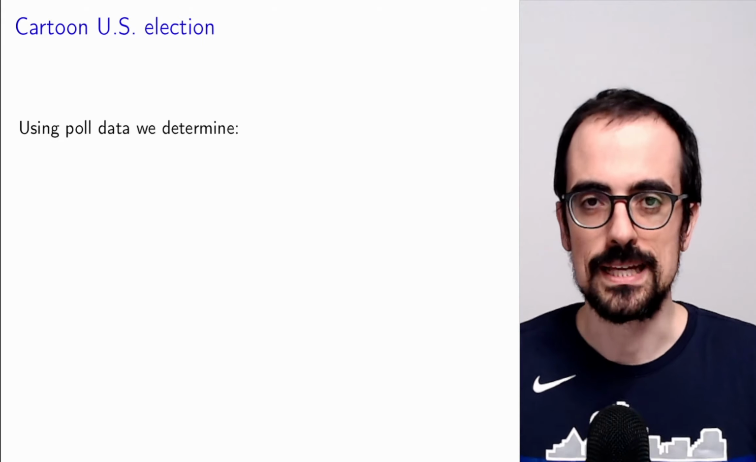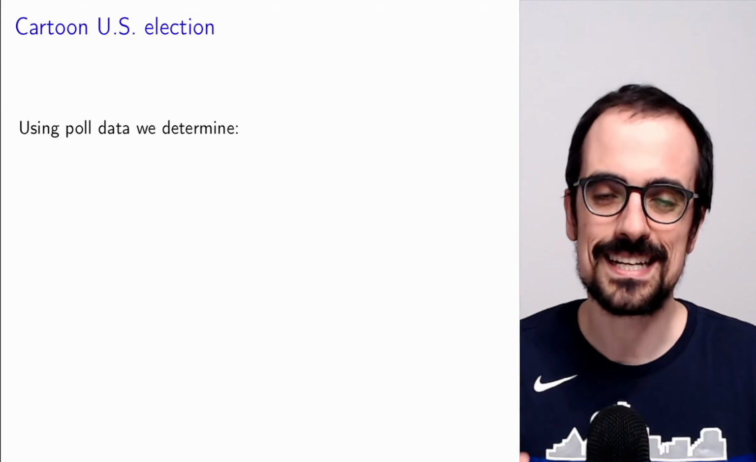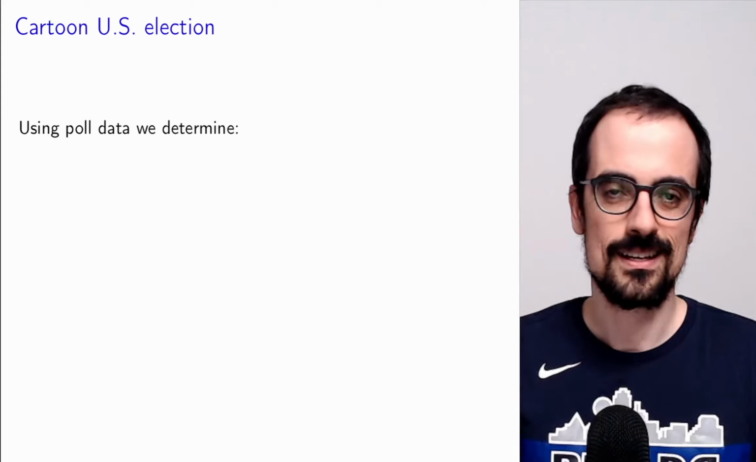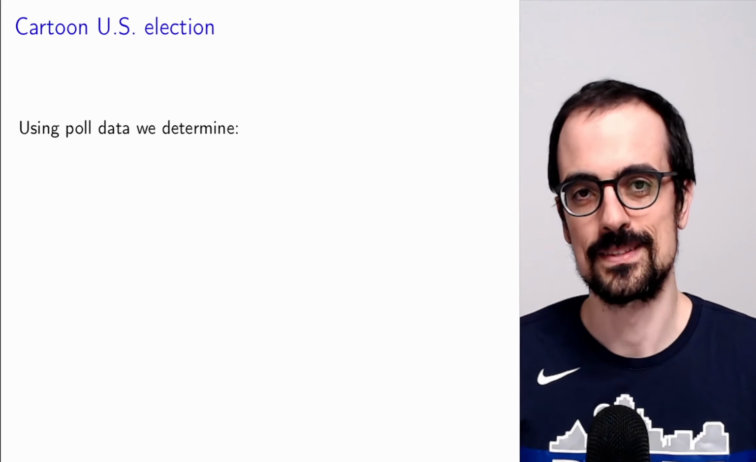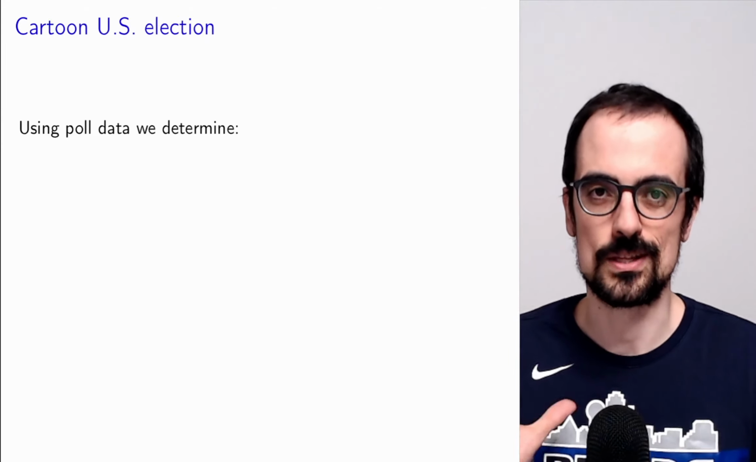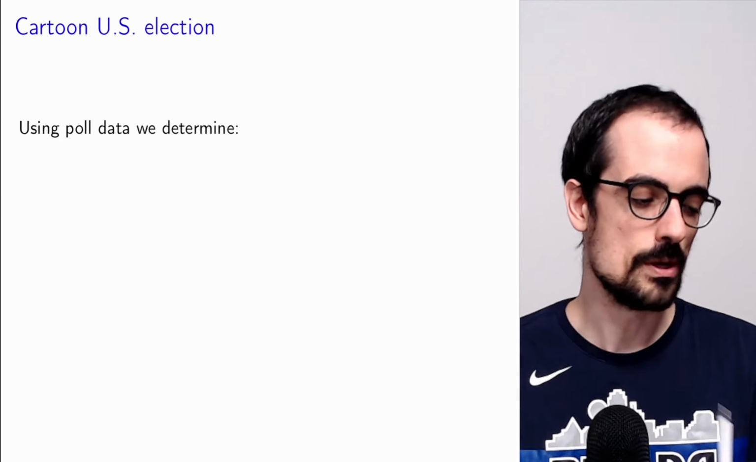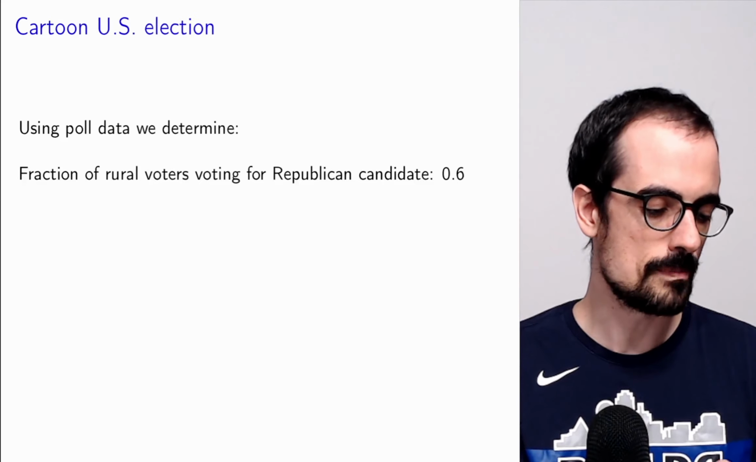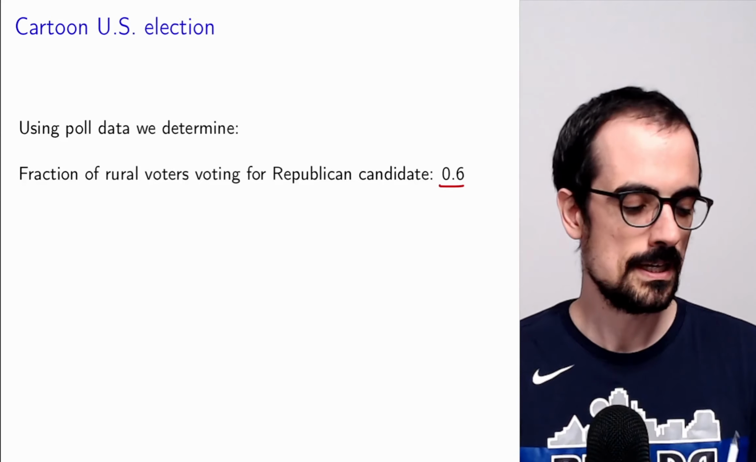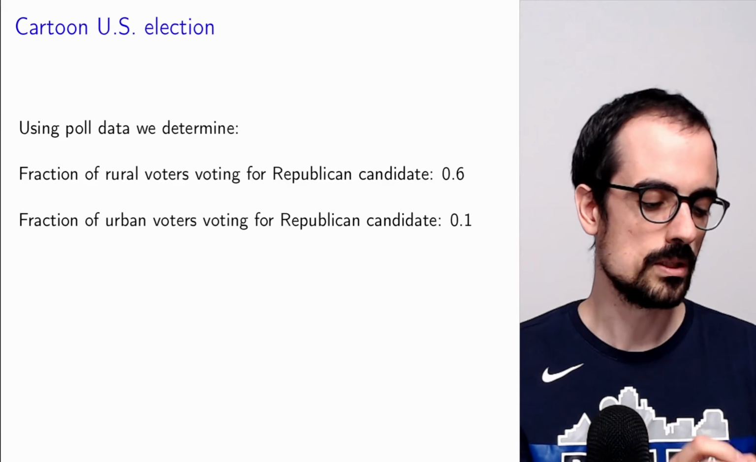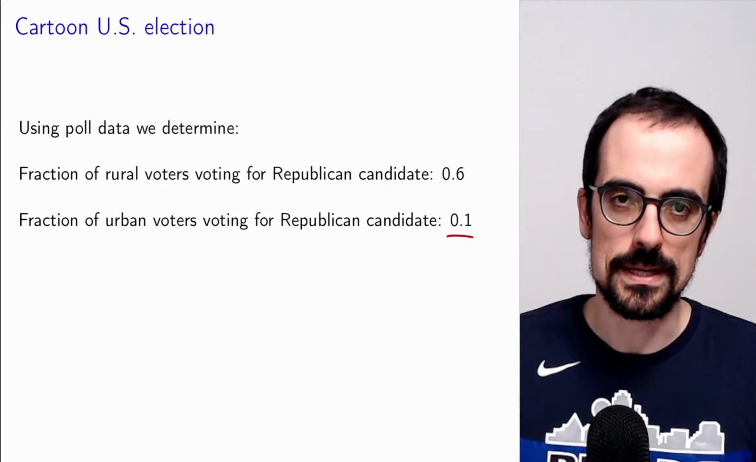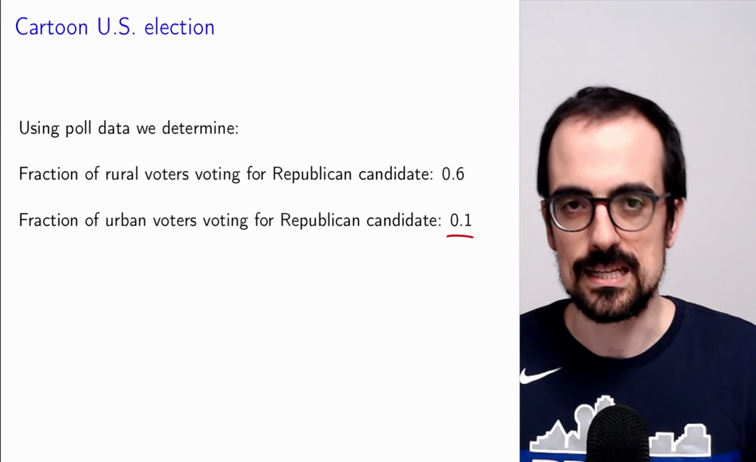So using some poll data, this is completely made up. I just want to make this clear, just to illustrate, otherwise we wouldn't see the forest for the trees. If we were looking at a real US election example, it just gets too complicated. So that's why we're looking at this cartoon example. We imagine that using poll data, we determine that the fraction of rural voters voting for the Republican candidate is 60%, and the fraction of urban voters voting for the Republican candidate is 10%. This reflects the fact that typically in big cities, people tend to vote less for Republicans.